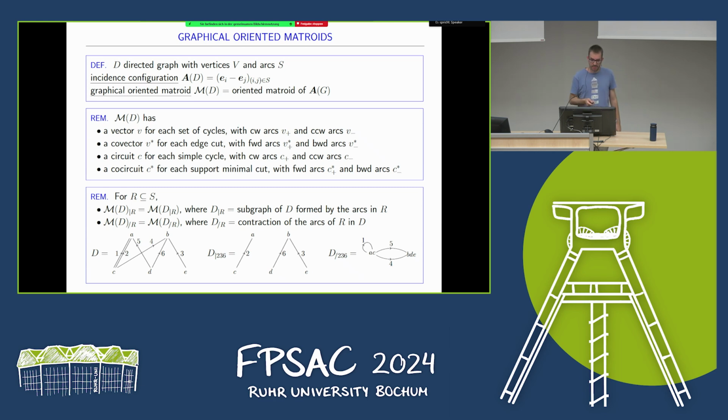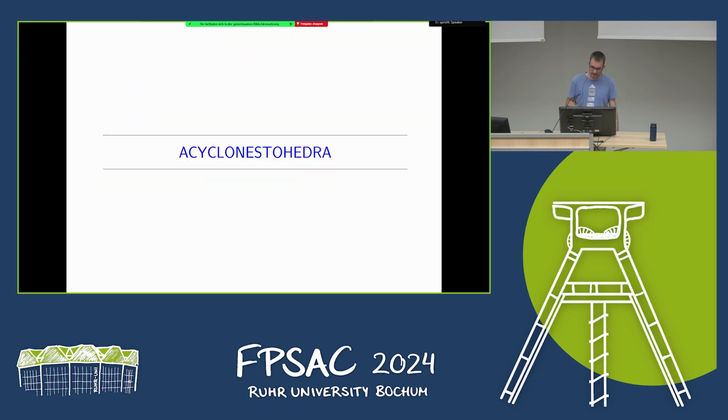For this graphical case, we can understand the restriction and the contraction. For the restriction, you pick a subset of the arcs and keep only these arcs, and it gives you a new oriented matroid. For the contraction, you pick a set of arcs and contract this set of arcs, and it gives you a new graph whose oriented matroid is a contraction. And for graphical oriented matroids, acyclicity is really the acyclicity of the graph, so you have no directed cycle.